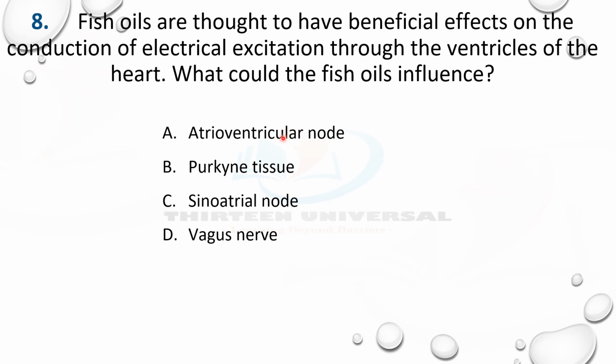The atrioventricular node is not the one. It delays the conduction for some time, 0.1 to 0.2 seconds, to prevent the atria and ventricles contracting at the same time. Purkinje tissue actually carries impulse to the wall of the ventricle. So that's the answer. The sinoatrial node generates the electrical impulse. The vagus nerve is used to control how fast or how much electrical impulse is generated by the sinoatrial node. So Purkinje tissue does that job. That is why it is B.